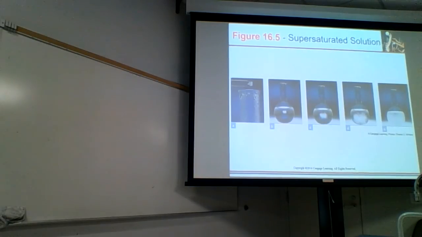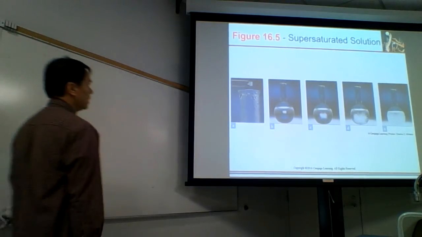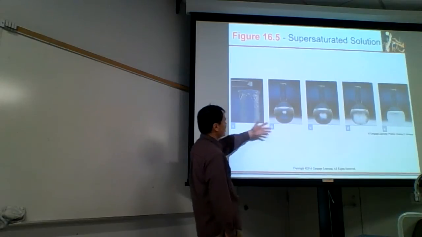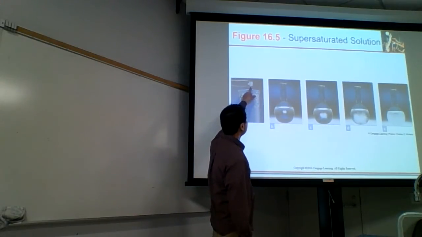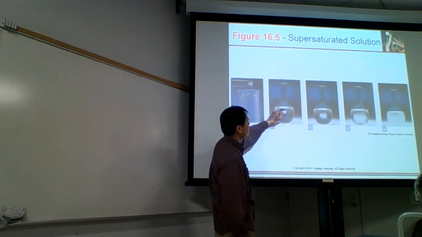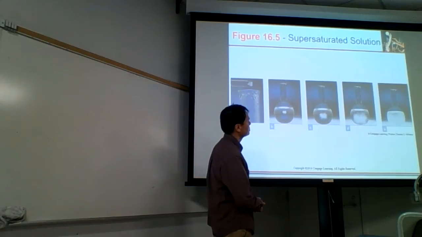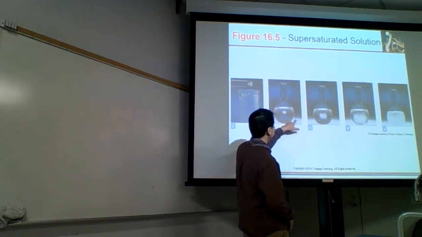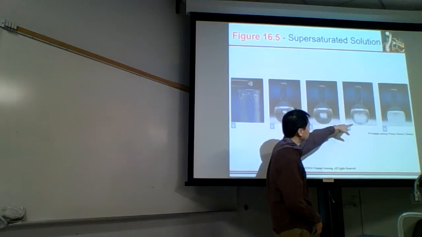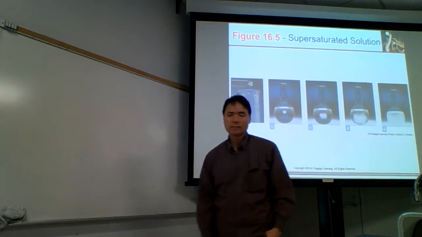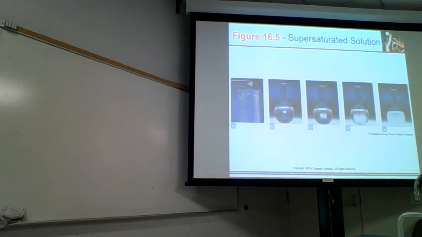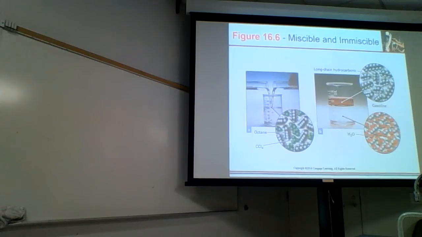Here, looking at sodium acetate again, they're dropping what's called a seed crystal. The seed crystal just provides a template, making it easier to crystallize things. They drop the seed crystal in there and it rapidly grows. They form sodium acetate crystals. This is supersaturated sodium acetate. Here's miscible and immiscible.